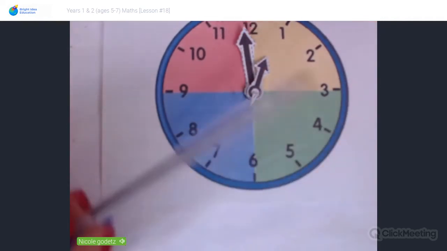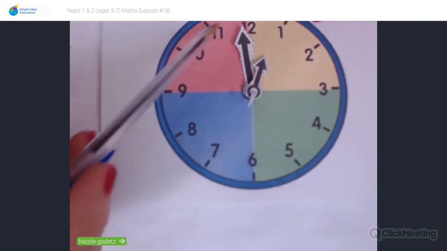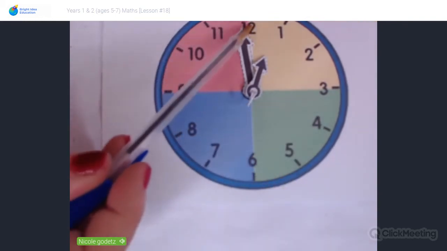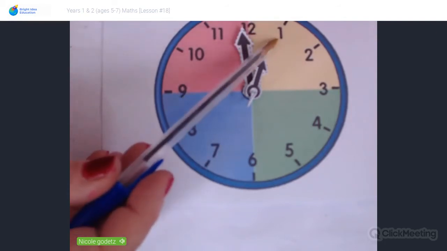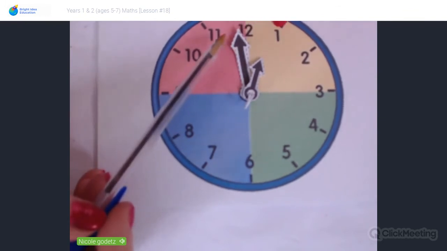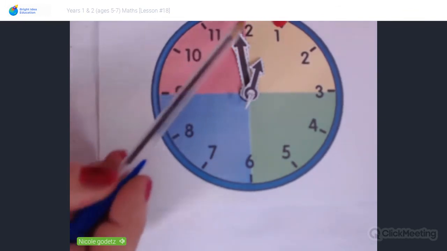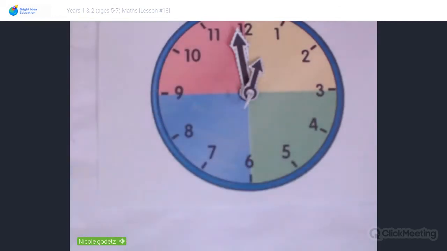So what the long hand does in 60 minutes, all the way around, the short hand just moves what the long hand would do in 5 minutes. In 5 minutes, the long hand would move from the 12 to the 1. But for the short hand, it takes an hour for that to happen. So which hand is moving quicker around the clock?